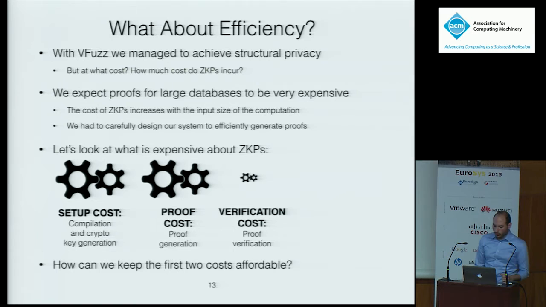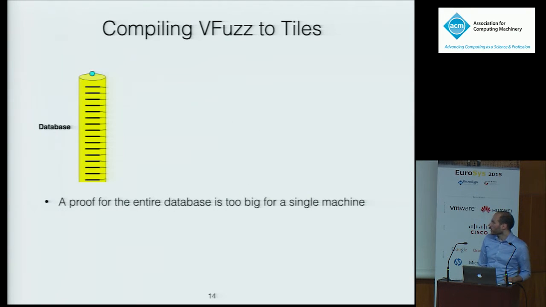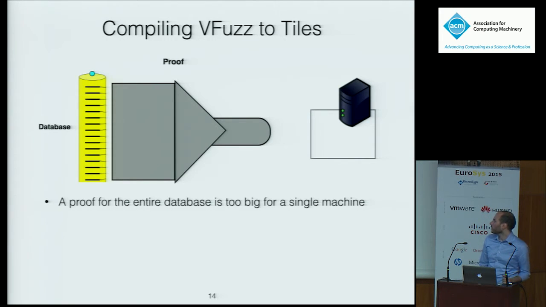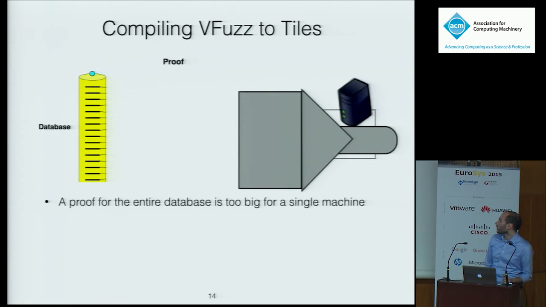In the following, I'm going to explain VerDP's design and how we were able to keep the first two costs affordable. So consider this large database and the query that counts the number of people older than 40 years old. As we described earlier, the proof will be too big to generate on a single machine.